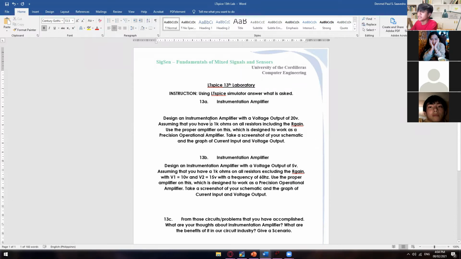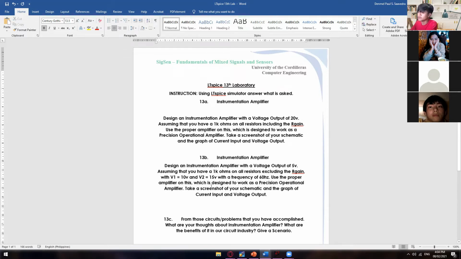For the 13A, the one that you need to change is the voltage inputs, your V1 and V2. But in here, V1 and V2 are already given. For V1, it's 10 volts, and V2 is 15 volts. Of course, they are sinusoidal wave or AC input. So the same, use the proper amplifier on this, which is designed to work as a precision operational amplifier.